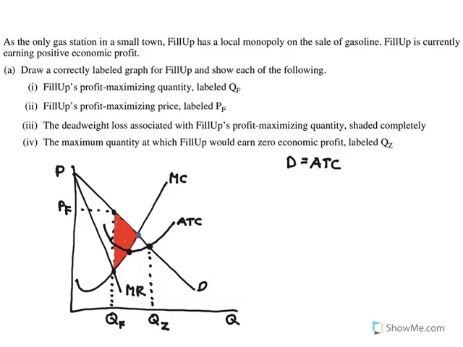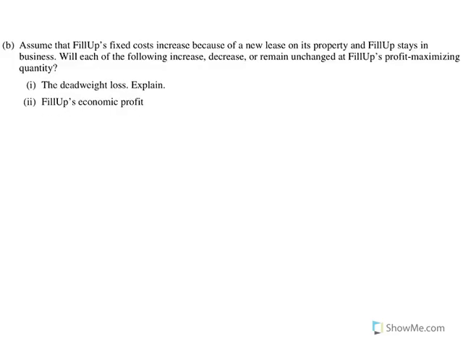So let's move on to B. B says, assume that Phillips' fixed costs increase. The key word here is fixed cost. Fixed costs increase because of a new lease on its property, and Phillips stays in business. Will each of the following increase, decrease, or remain unchanged at Phillips' profit maximizing quantity? We have multiple choice here, and on B1 we do have to explain. Basically, what's going to happen to the deadweight loss? The answer here to 1 is it's going to remain unchanged.